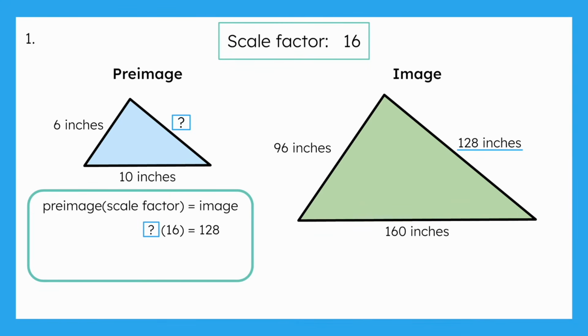So we'll actually need to work backward here and divide by 16 to find the missing measurement in the pre-image. It's like solving that equation from before, but this time we're solving for the pre-image instead of the scale factor. What's 128 divided by 16? That would be 8. So the missing measurement in my blueprint is 8 inches.